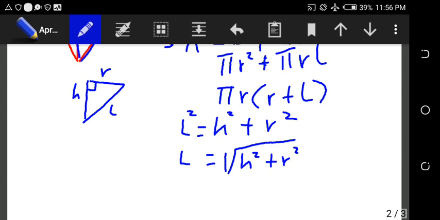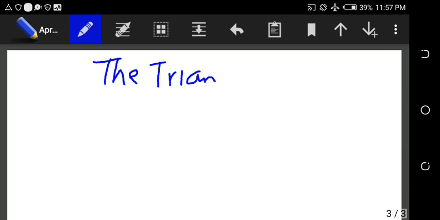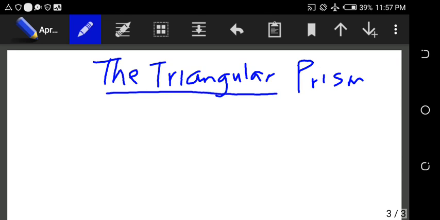Now we're going to consider a third shape, which is the triangular prism. I want to look at the triangular prism. Okay, that's a triangular prism.